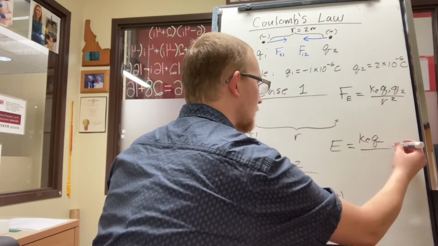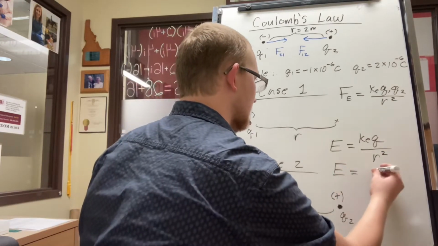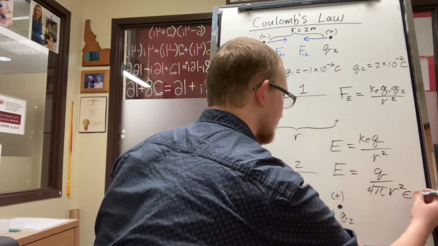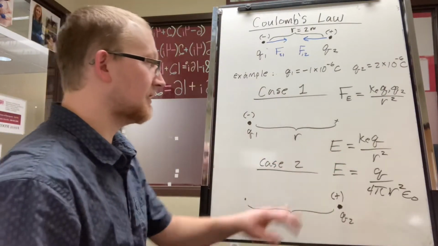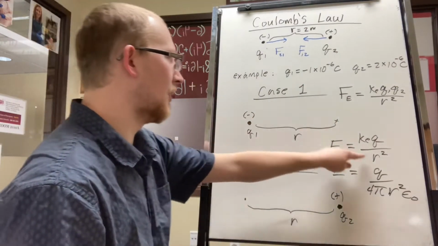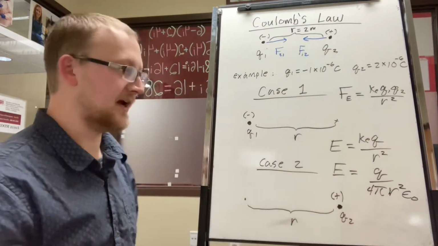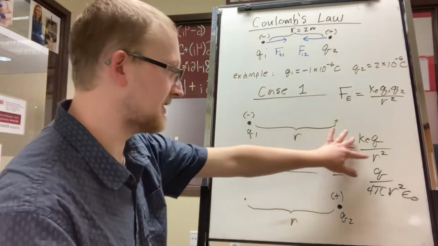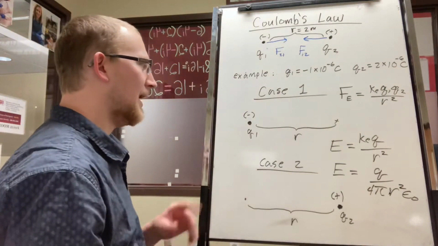K_E Q divided by R squared. Or you could also write it, as we did last time, as Q over 4 pi R squared epsilon sub naught. So these are two ways to write what the electric field is. And this is going to be the electric field at this point caused by this charge. And so R in this case is going to be the distance between our charge and where we're interested in measuring the field it's creating. Because of course if we move closer to the charge, the field will get much stronger because it varies as 1 over R squared.